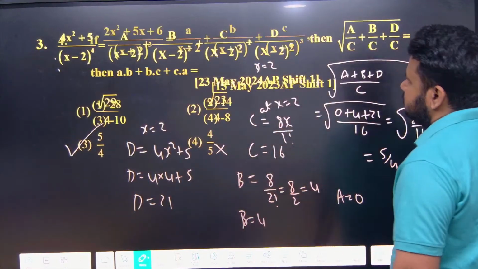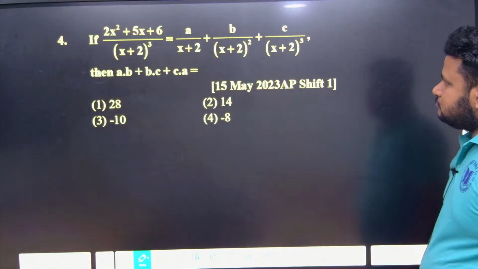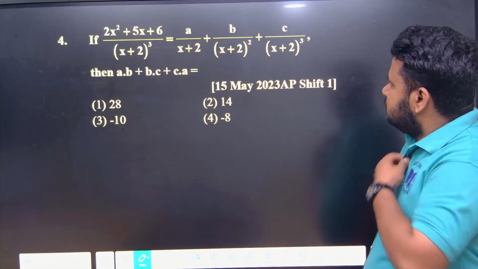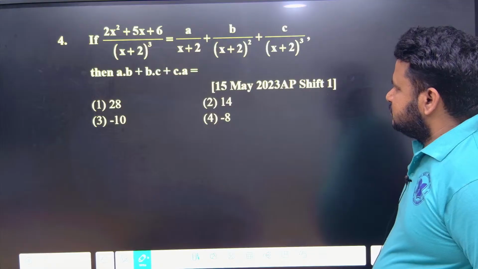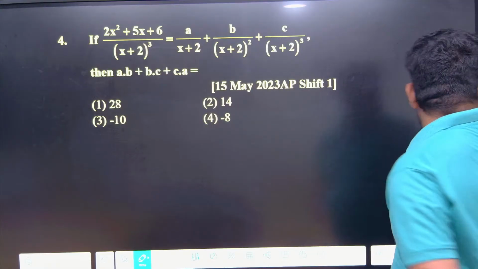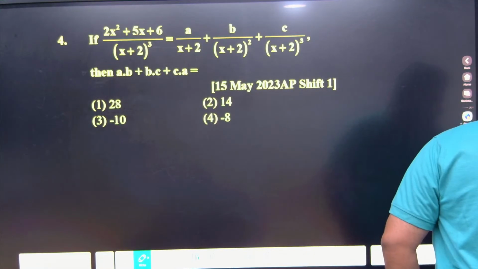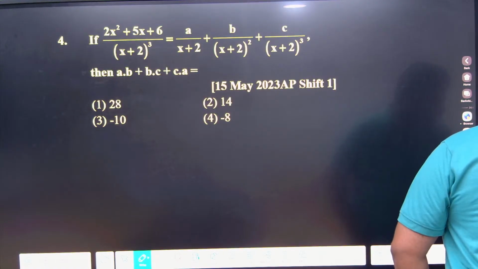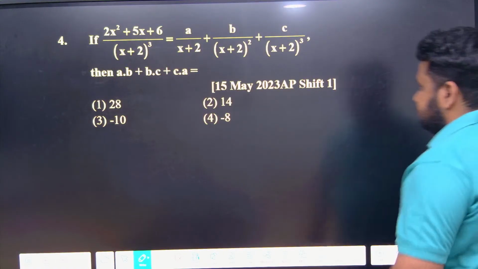Next one. See here. Again they have given a proper fraction. Then they are asking a into b, b into c, c into a. So this is the question that they are asking. Option 3 is the right answer. Spandana, that's right.